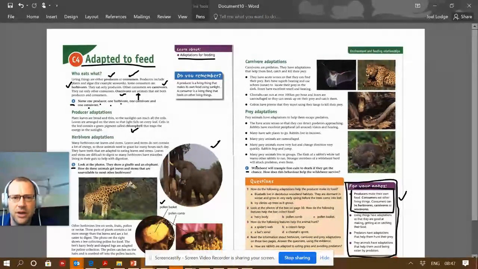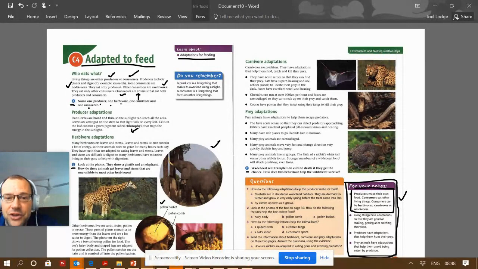Question C. Wildebeest will trample lion cubs to death if they get the chance. Has anyone seen The Lion King? It happens in The Lion King. Well, not quite. Not Simba gets killed, the other one. What's his dad called? Mufasa. Anyway, wildebeest will trample lion cubs to death if they get the chance. How does this behaviour help wildebeest survive?